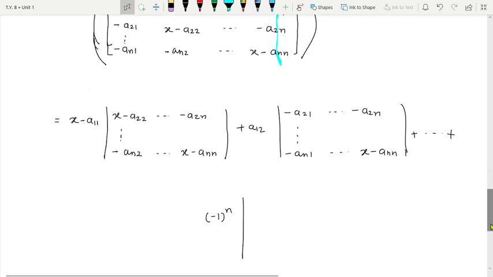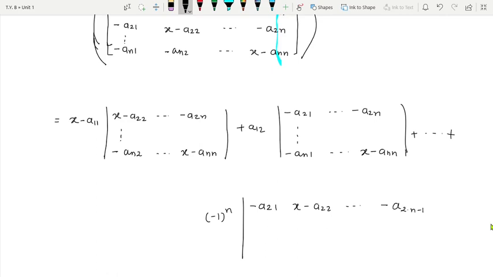So we will have minus a21, x minus a22, this will be continued, and what will be the term before minus a2n? It will be minus a2,n-1, right? It will be second row and n minus 1th column, and that's it. This will be continued over here, minus an1, it will be minus an2, this will be continued, and over here you are going to have nth row and n minus 1th column, and this is going to be negative, right?